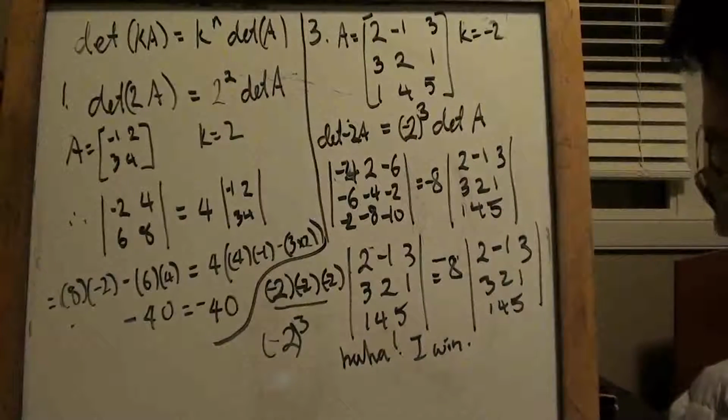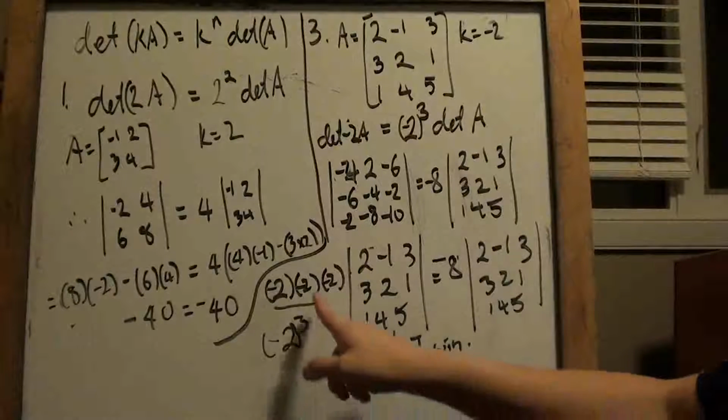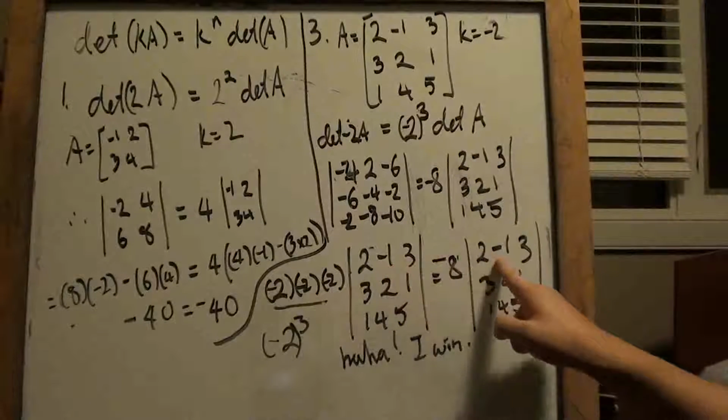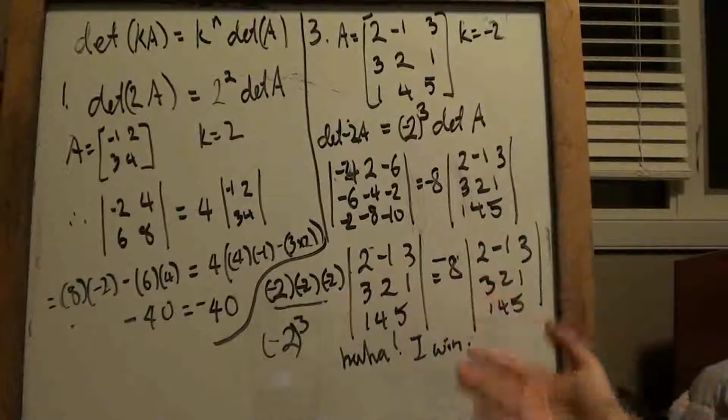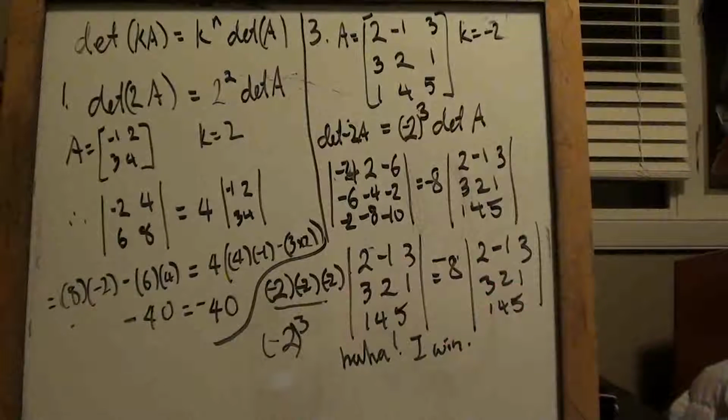-8, right? So we have the exact same number in front, and we have the same matrix, so their determinants have to be the same.